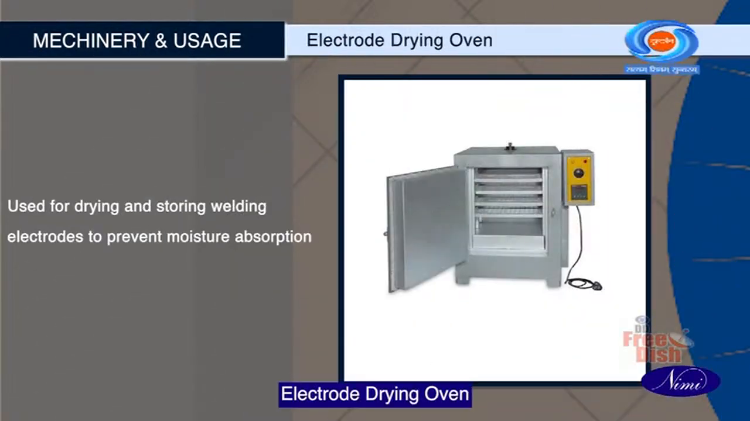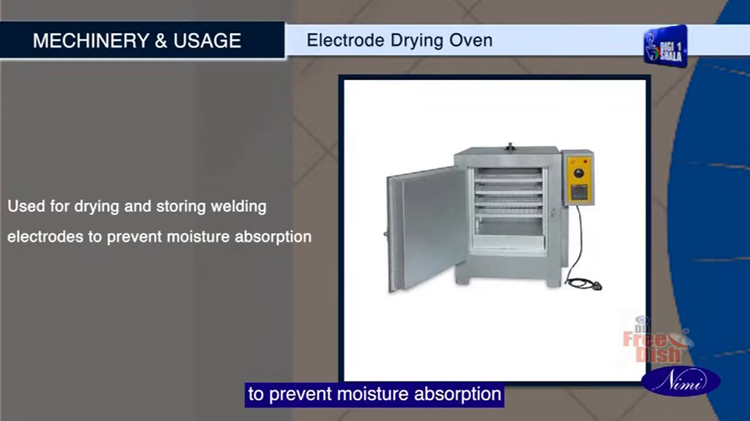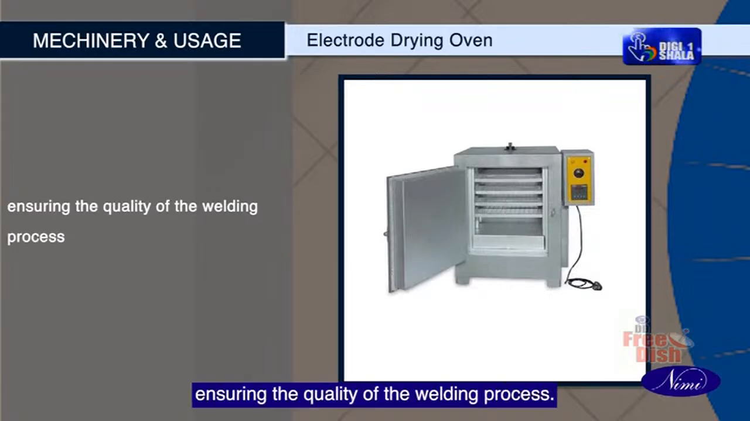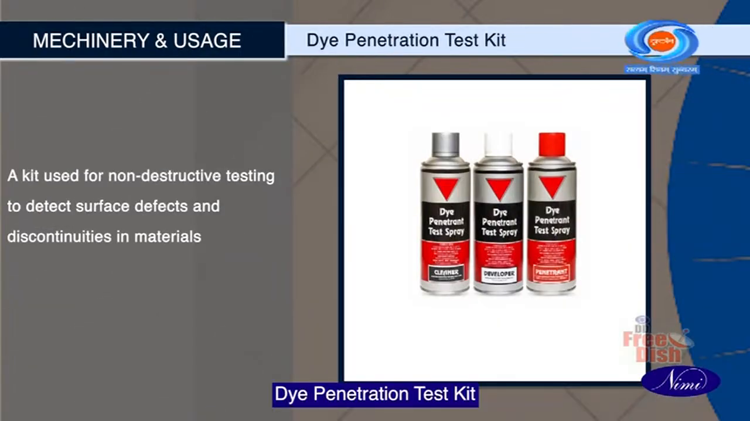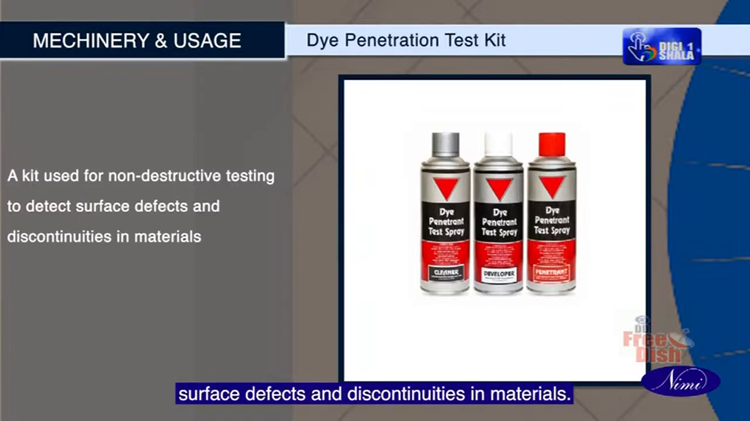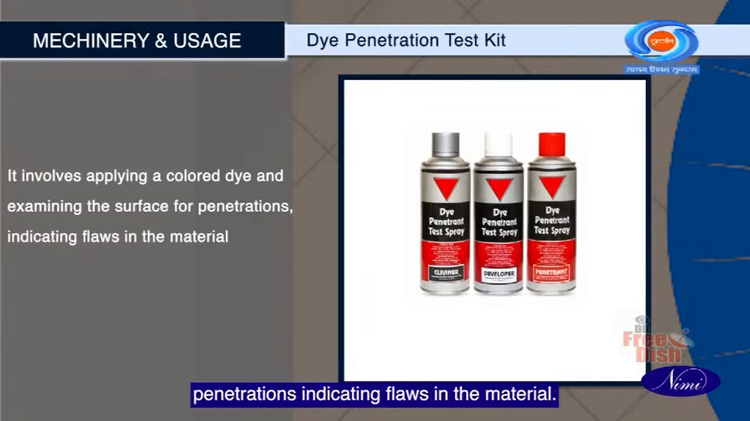Electrode drying oven, used for drying and storing welding electrodes to prevent moisture absorption, ensuring the quality of the welding process. Die penetration test kit, a kit used for non-destructive testing to detect surface defects and discontinuities in materials. It involves applying a colored dye and examining the surface for penetrations, indicating flaws in the material.